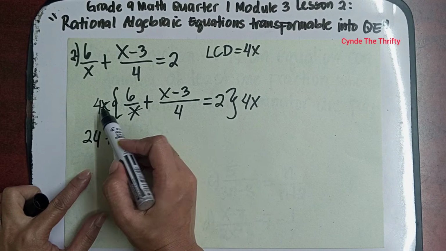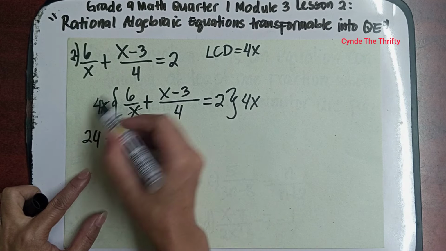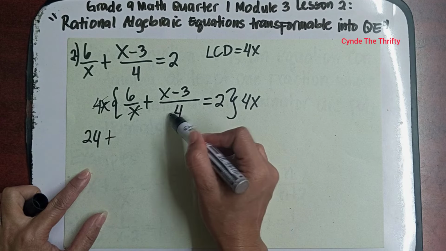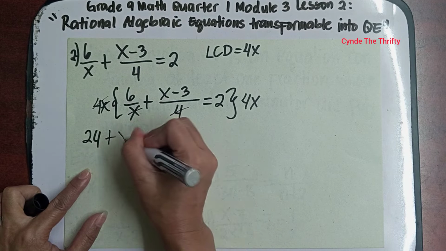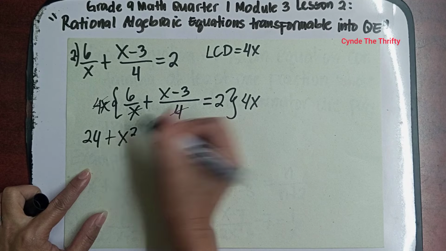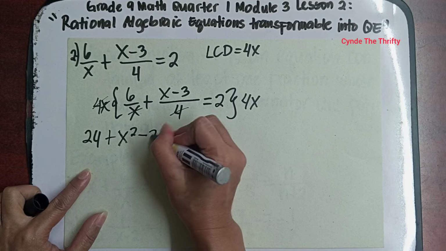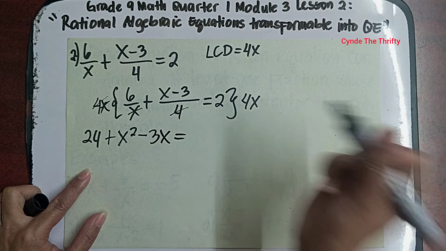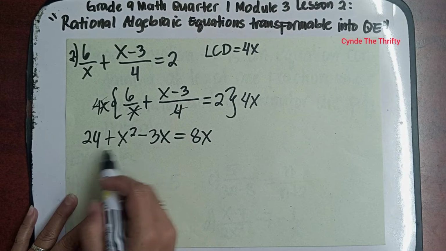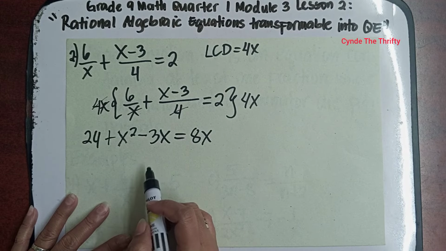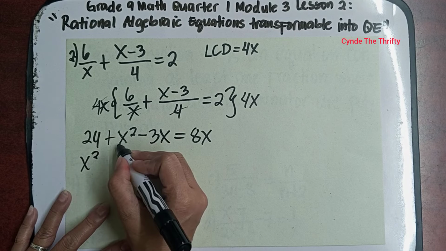So, 4x multiplied by x minus 3 over 4. So, pwede din nating i-cancel si 4 at si x na lang yung naiwan. So, x times x is equal to x squared. And then, positive x times negative 3 is equal to negative 3x. Is equal to 2 times 4x is 8x. Okay, so ngayon is gawin natin siyang standard form. Okay, unahin natin si x squared. Okay, tapos na si x squared.